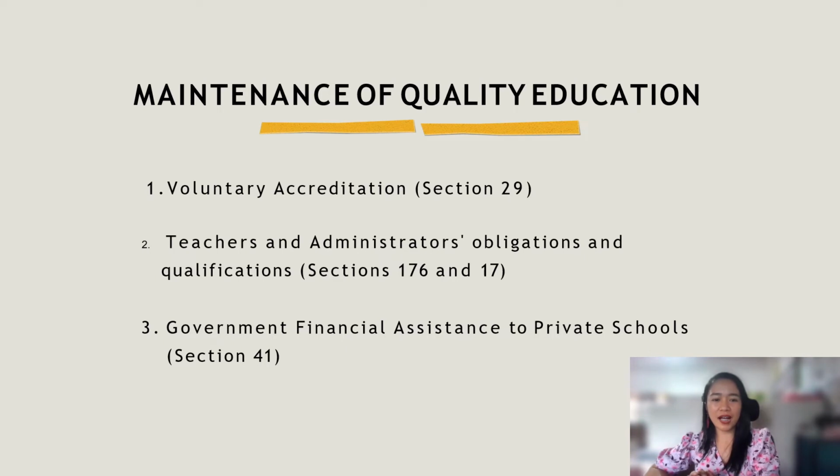Now let us proceed to the maintenance of quality education. So number 1, voluntary accreditation, which is seen in section 29. Number 2, teachers' and administrators' obligations and qualifications, sections 16 and 17. Number 3, government financial assistance to private schools, which will be seen at section 41.